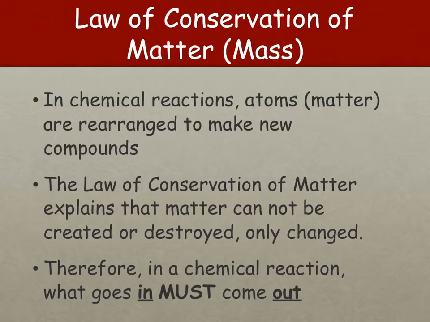So, the law of conservation of matter or mass. This shouldn't be anything too crazy new. The law of conservation of matter says that matter cannot be created nor destroyed, it can only be changed. So what that means for us, and the significance of that, is that in a chemical reaction, whatever you start with has to still be there when you end. The number of atoms have to be the same at the beginning and the end. The type of atoms have to be the same at the beginning and the end. The only thing you're changing in a chemical reaction is which atoms are bonded to which. You're changing the chemical bonds, not the atoms themselves. So, what goes in must come out.